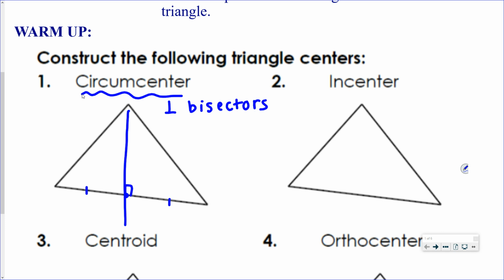It doesn't have to go from the vertex to the opposite side. Mine kind of looks like that in this case. That is something different. That's an altitude. We'll get to that in a second. Perpendicular bisectors do not necessarily stem from the opposite vertex.